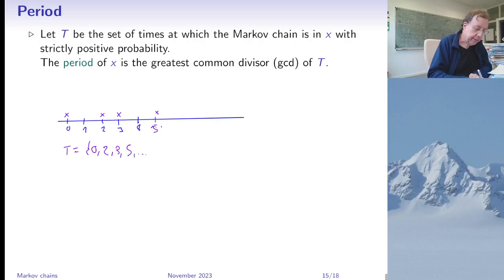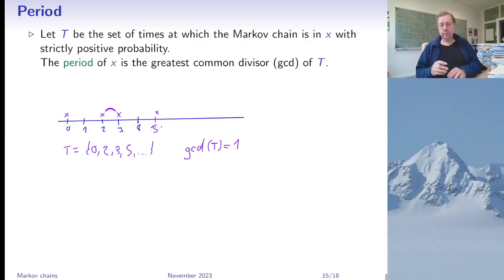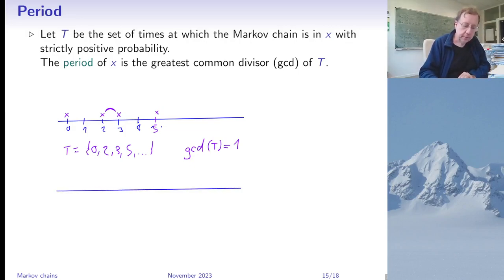And the period will be the greatest common divisor of these numbers. And that is actually 1, because here I have 2 consecutive integers. So here the period is 1. But another example would be, and that's actually what we have seen in our example, let me put again my time 0, 1, 2, and so on.